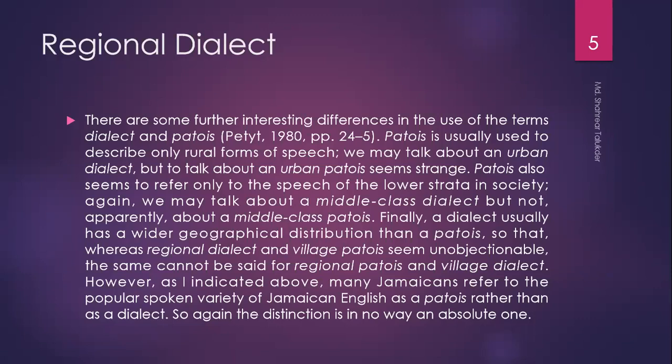Finally, a dialect usually has a wider geographical distribution than a patois. So a dialect is used by a large group of people and has wider geographical distribution. For example, in Feni, Lokipur, in some parts of Chittagong, they have the same kind of dialect. So you see, wider geographical distribution.